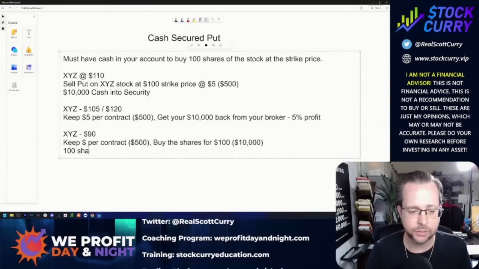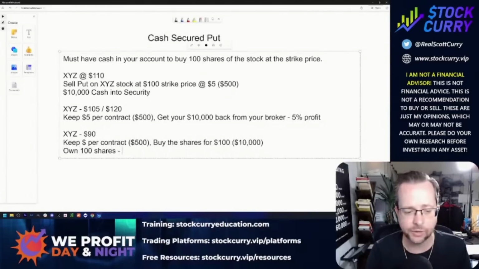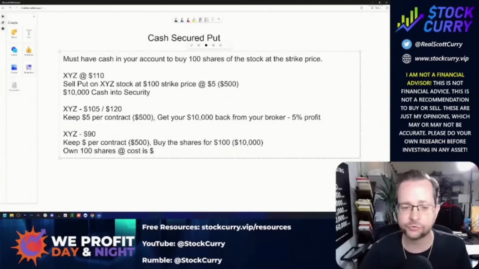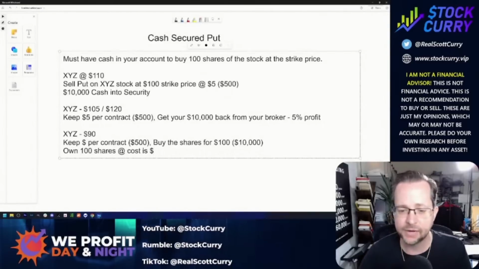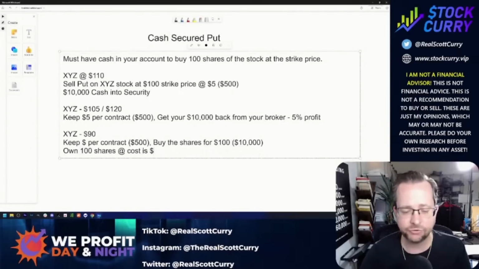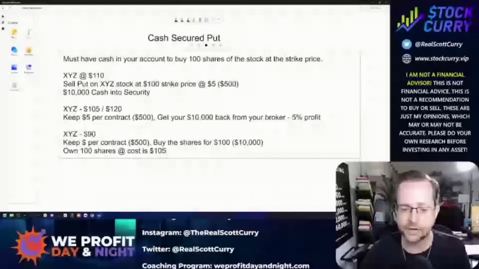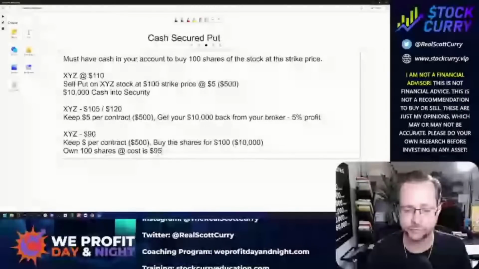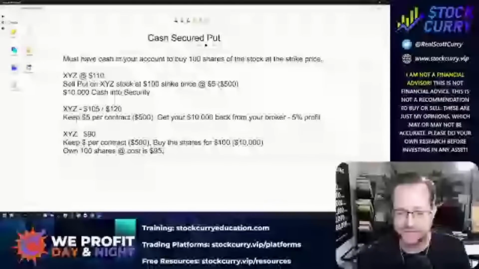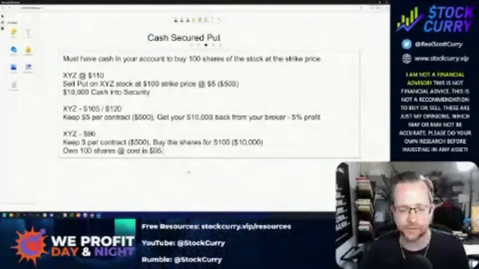But what was your cost on these 100 shares? Your cost is not $100 per share, because you collected $5, did you not? So your actual cost on the shares is $95, because you paid $10,000 for the shares but you collected $500.